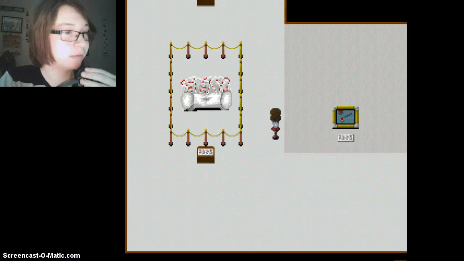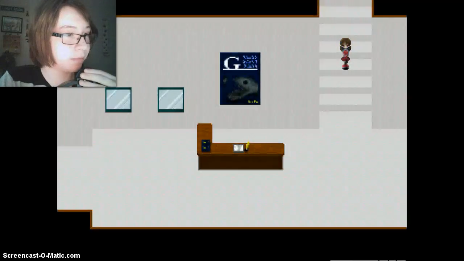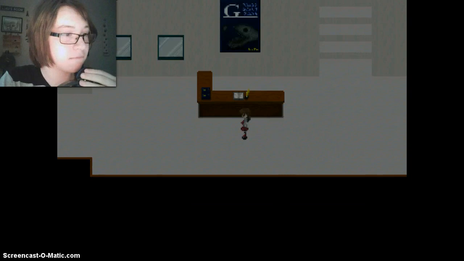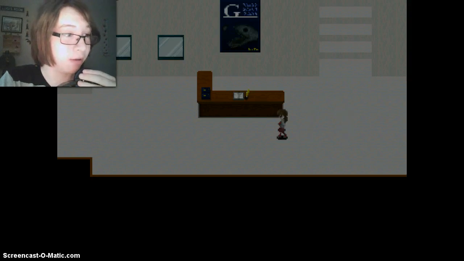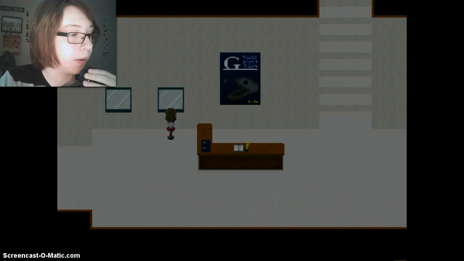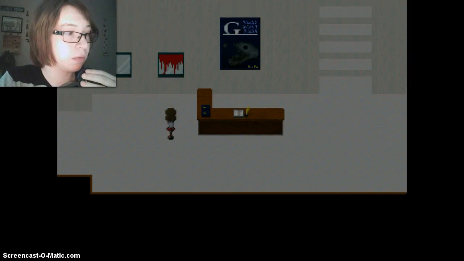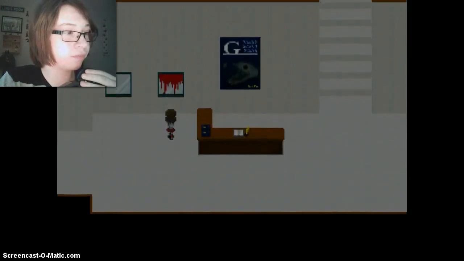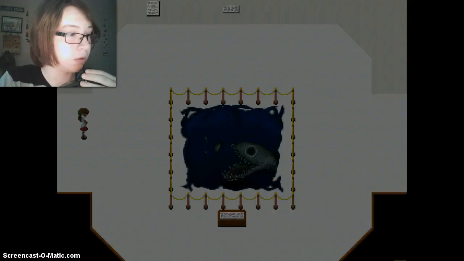Balls on a table. Apparently you don't know the word balls. Like little bouncy balls. Is that a bouncy ball I'm hearing? I hope it's a bouncy ball. Okay. Doesn't look like it's locked, but it won't open. And the window oozed red slime. And the walls oozed green slime. No one's around.